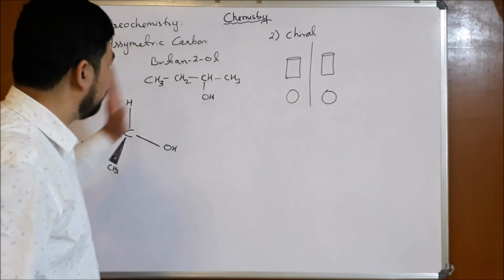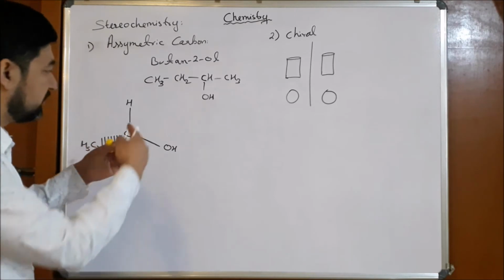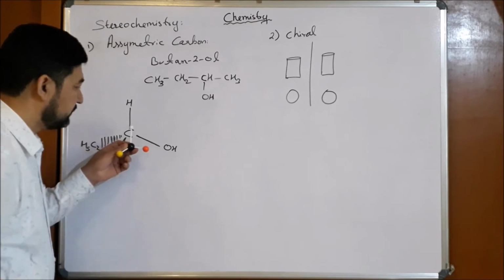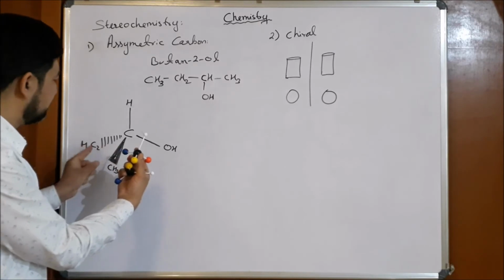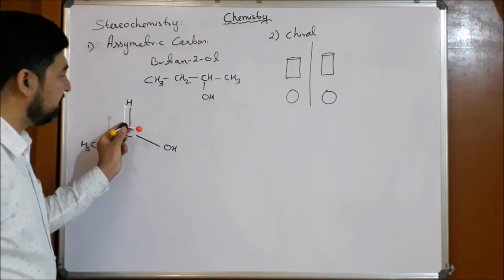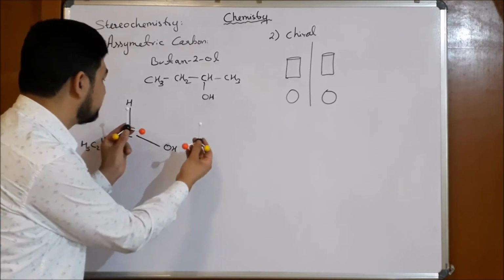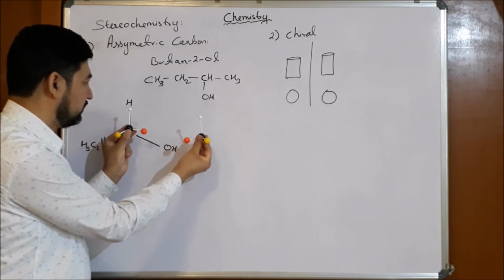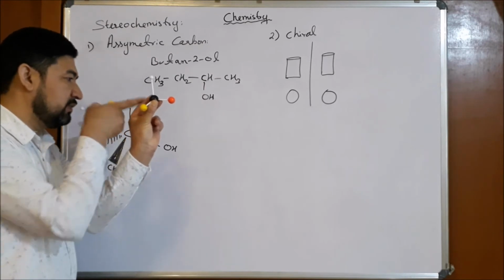Now coming to the molecule, in chemistry, I have this model. This white is supposed to be the hydrogen, this orange is supposed to be the OH, this yellow is CH3, and this blue is your C2H5. If I place the mirror here, its mirror image will be like this. Remember, if I look from this side, they are in the same plane. This is above the plane, below the plane.